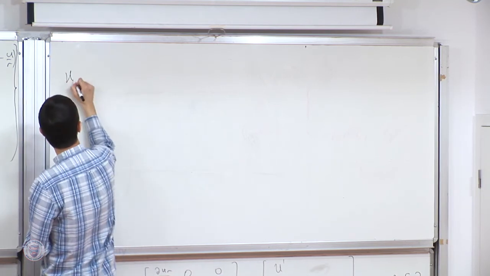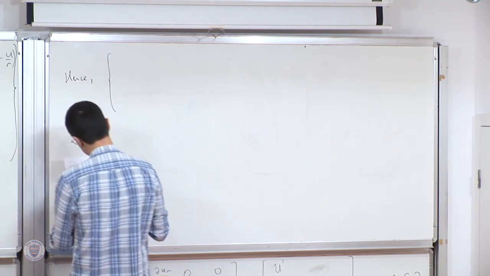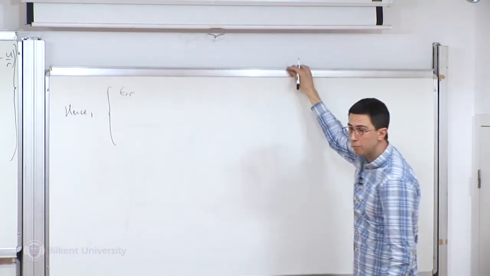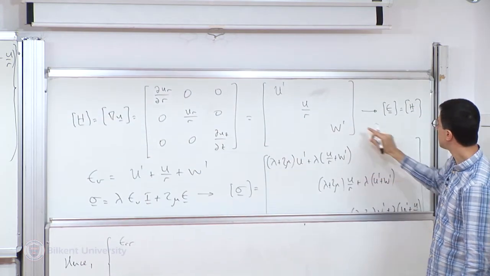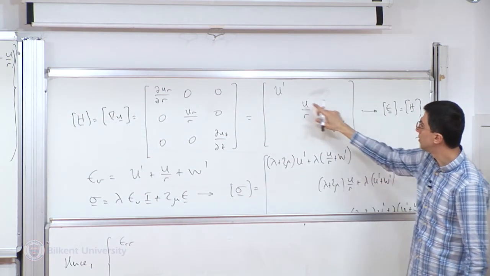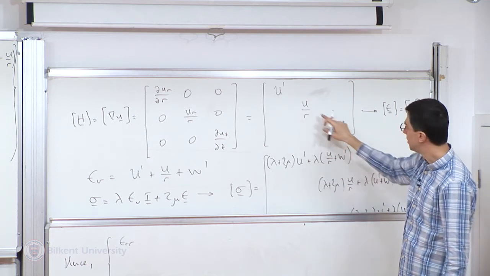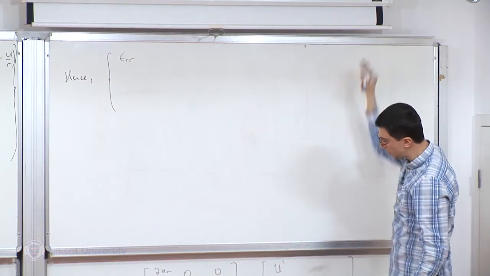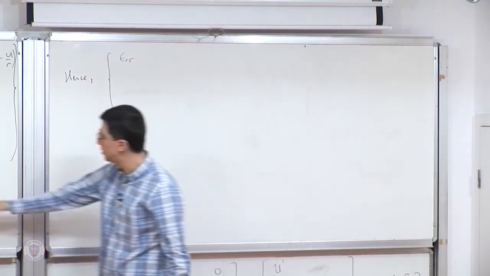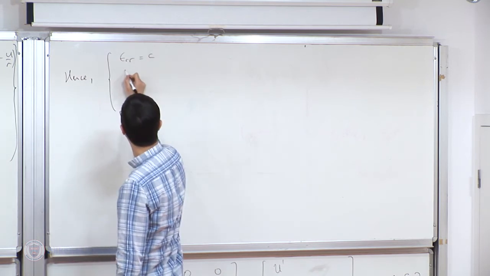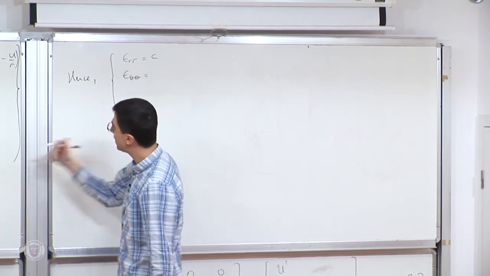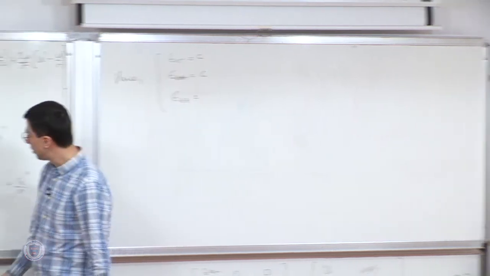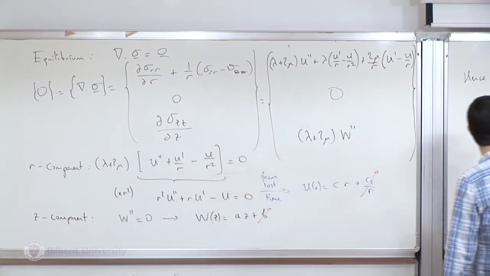Let me summarize what we have so far. So we have epsilon RR, right? So now I am going to, sorry for switching, but this is simultaneously equal to epsilon RR, theta theta, ZZ. I'm just going to plug in the values. So for instance, epsilon RR is U prime. U is equal to CR, so it's equal to C. Epsilon theta theta is U over R. Again, it's equal to C. And epsilon ZZ is equal to W prime, which is equal to A.